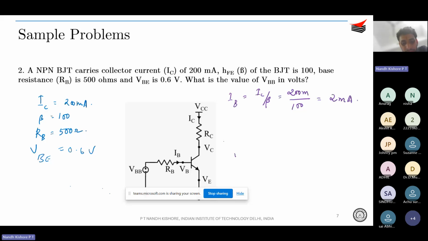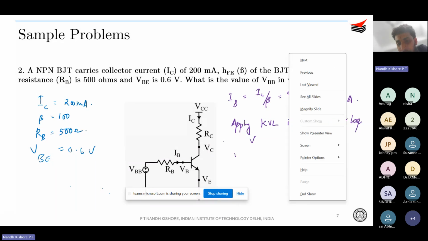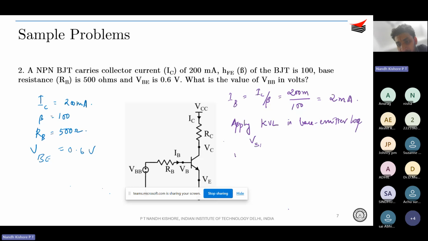And you apply KVL in this loop, right? In the base to emitter loop. So apply KVL in the base emitter loop. What you would end up with is VBB minus IBRB minus VBE is equal to 0, right? So you just substitute over here and you end up with the answer.